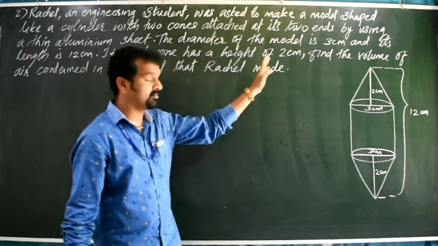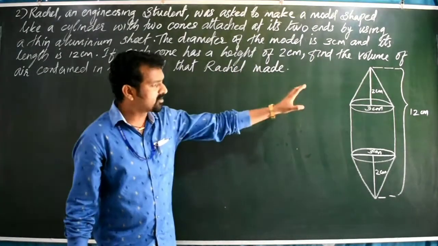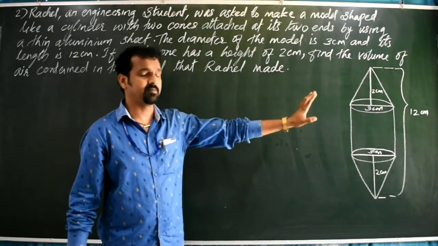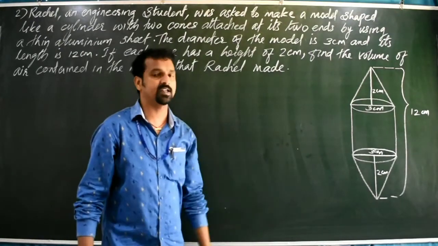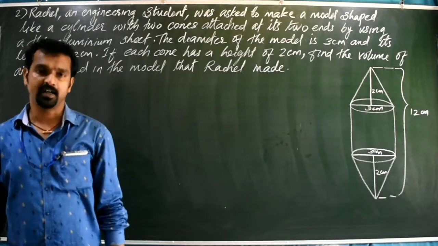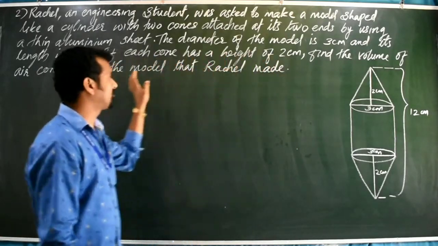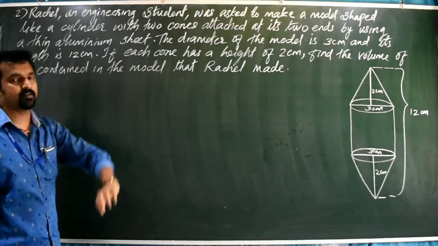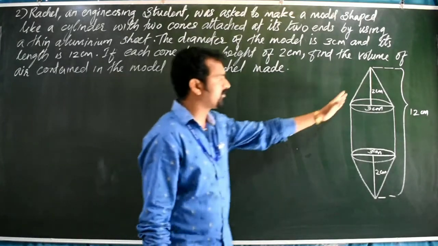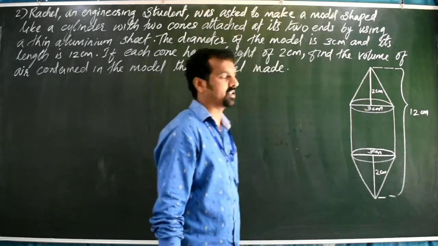And in the question, in brackets, it is given there outer dimension and inner dimension. Just assume that outer dimension and inner dimensions are the same. Just we have to assume like that. Then we have to find out how much volume of air is contained in the model.